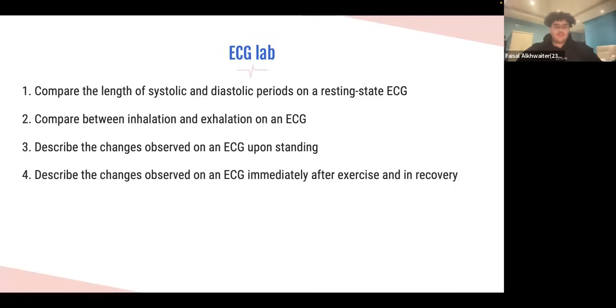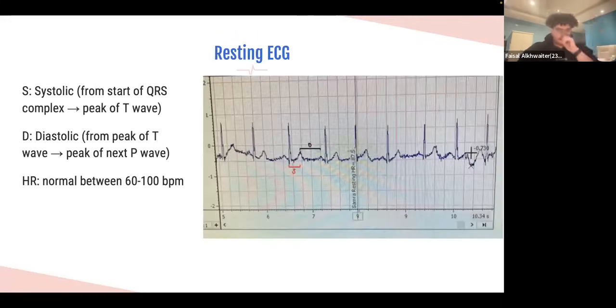So let's do the ECG lab. It's pretty simple. We're going to compare the systolic and diastolic periods, inhalation and exhalation, and describe the changes from standing and then exercise. So for the first ECG, as you can see here, we're going to talk about the systolic period, which starts from the QRS complex up to the peak of the T wave.